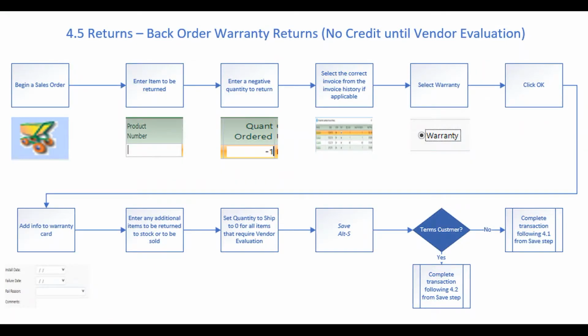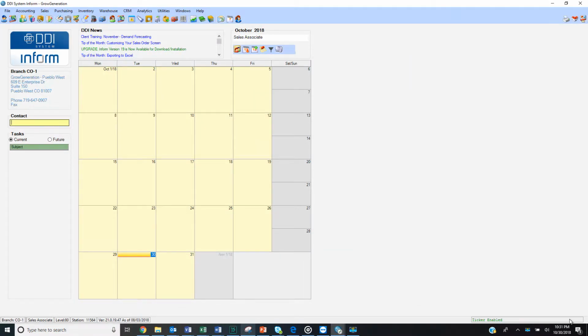In this segment, we're going to do a backorder warranty return. We will use this if we're unsure if we will get a warranty credit from the vendor. We'll be using backorder warranty returns when we can't determine if the product is within warranty, or if a customer has purchased something from a different source.